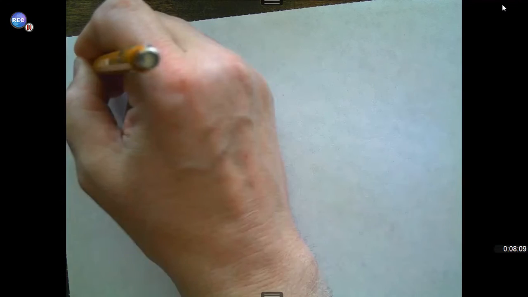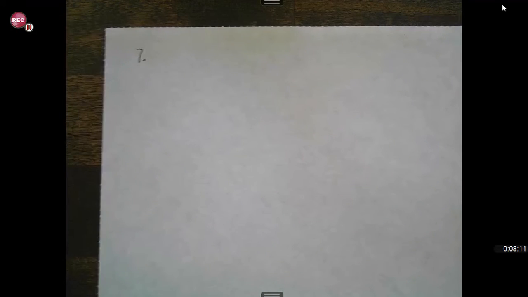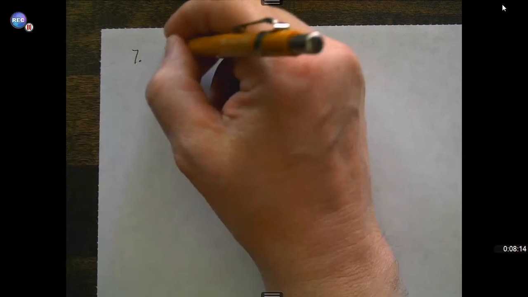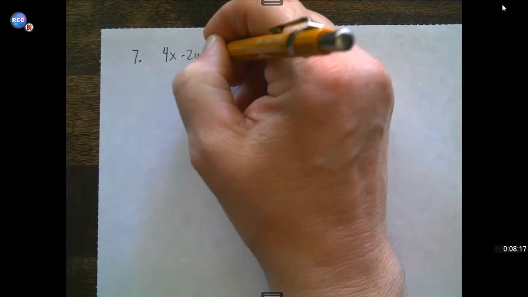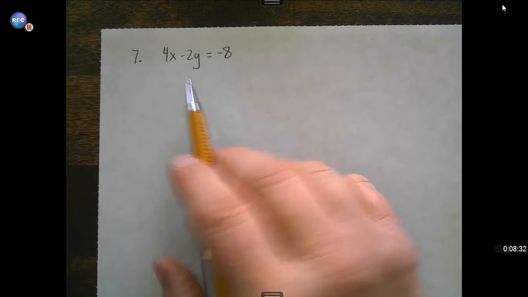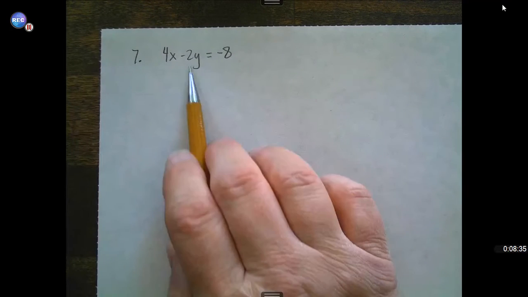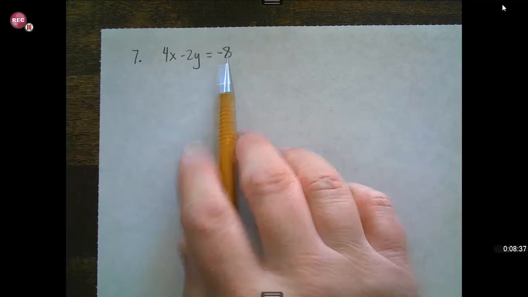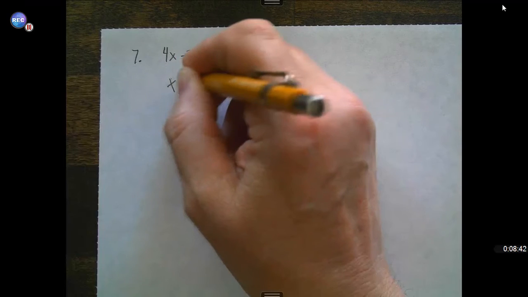Okay. Number 7 says, what is the graph of 4x minus 2y equals -8? And that line's in standard form. One way to graph it would be to solve for y, put it in slope-intercept form. Another way to graph it would be to graph the x and y intercepts, which in this case, because 4 is a factor of 8 and -2 is a factor of -8, I'm going to use the intercept method, and I'm going to graph the x and y intercepts, and that's going to be it.